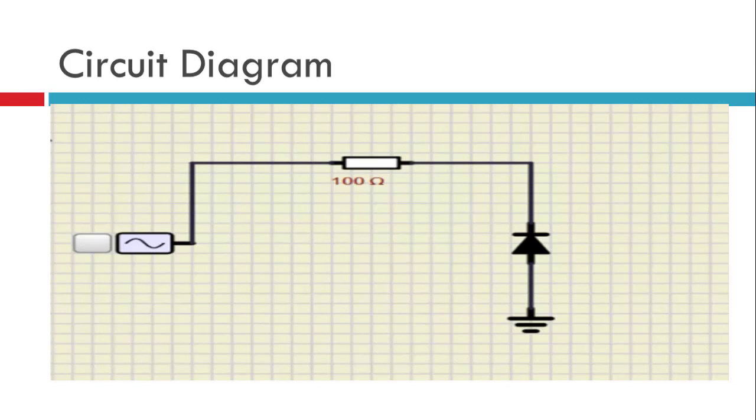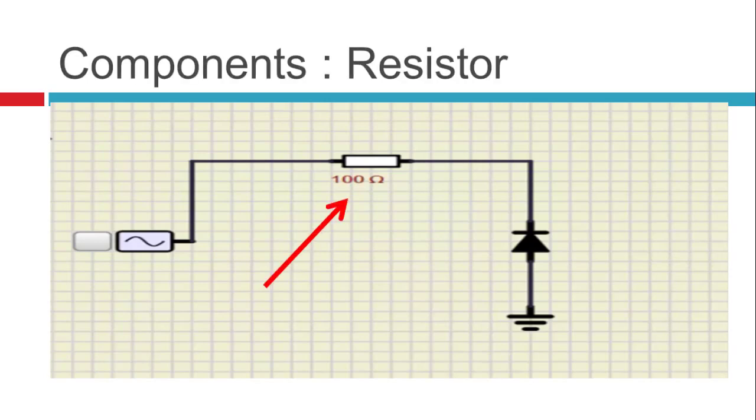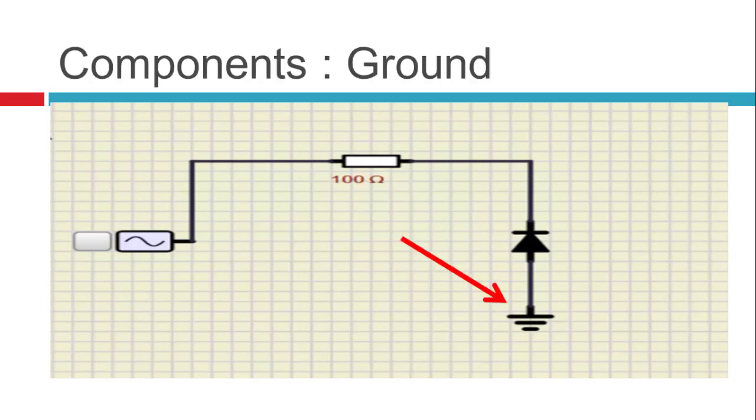So this is the circuit diagram. The first component we can see is the AC source. The second component is the resistor, a 100 ohm resistor, and then we have the diode. We have connected the diode such that the N part is connected to the resistor and the P part is connected to the ground. So ground is there to complete the circuit. We can see this diode is connected in such a way that the P is at the ground, so we are connecting it in reverse bias mode.